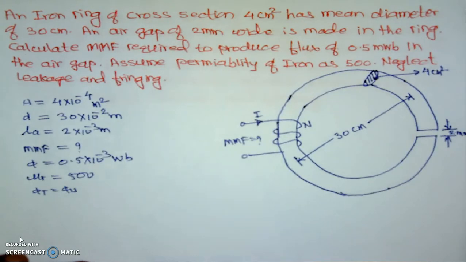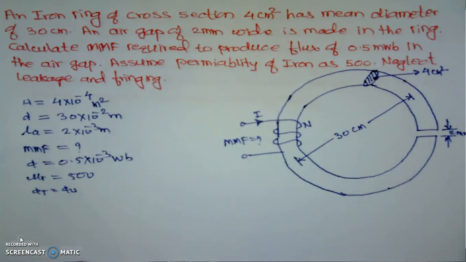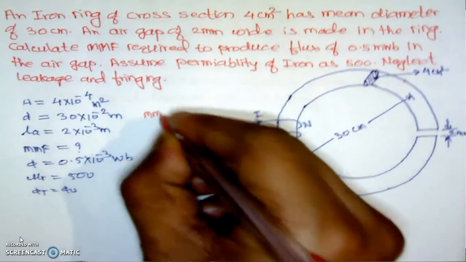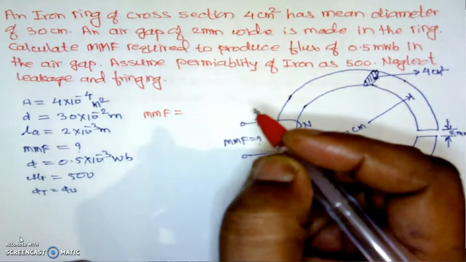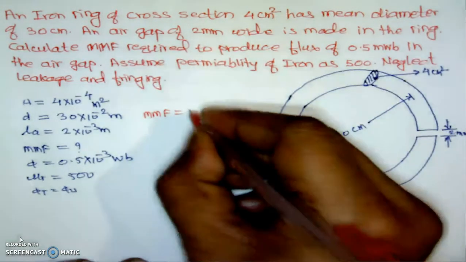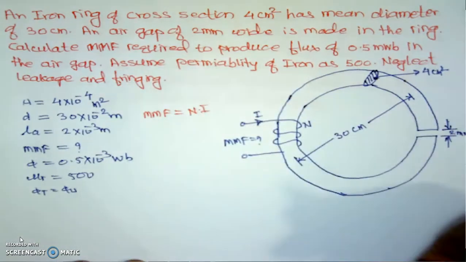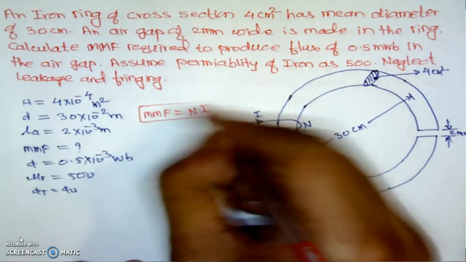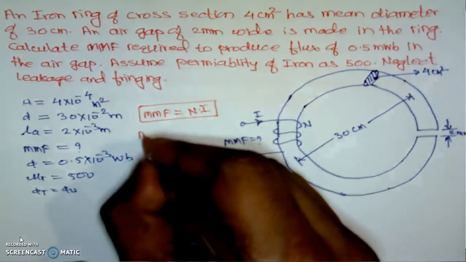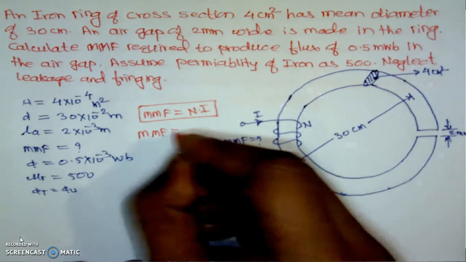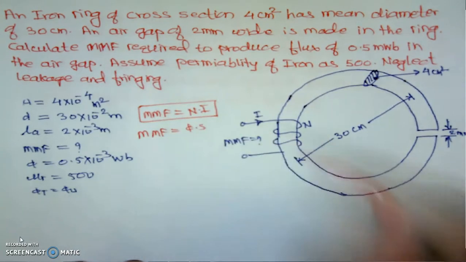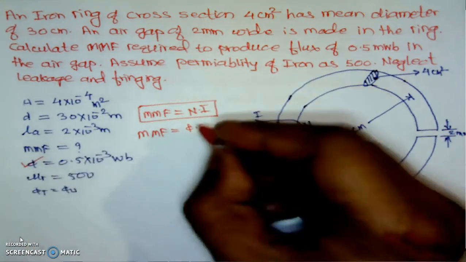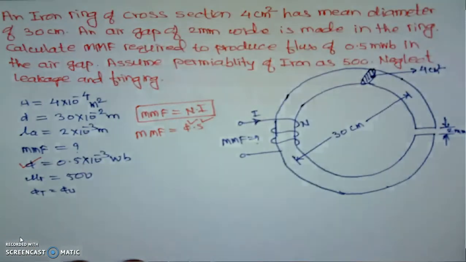As far as the calculation is concerned, I will brief about the formulae. For the calculation of MMF we may use two formulas. One is MMF is equal to N into I. Here N is not given, I is not given, that's why we cannot use this formula. The second formula for the MMF is phi into S. MMF is equal to phi into S. Here the flux phi is given, and S we have to calculate.